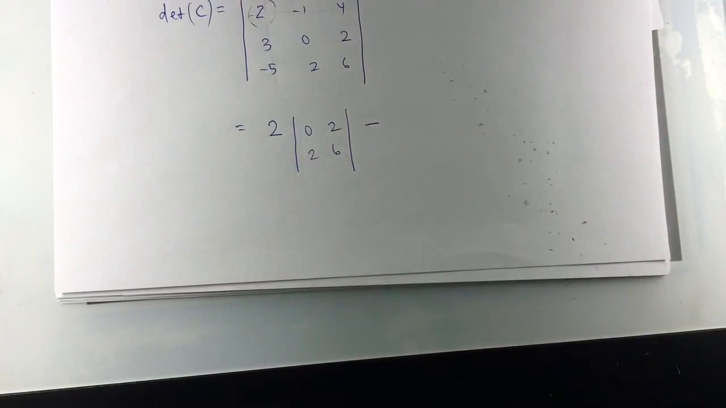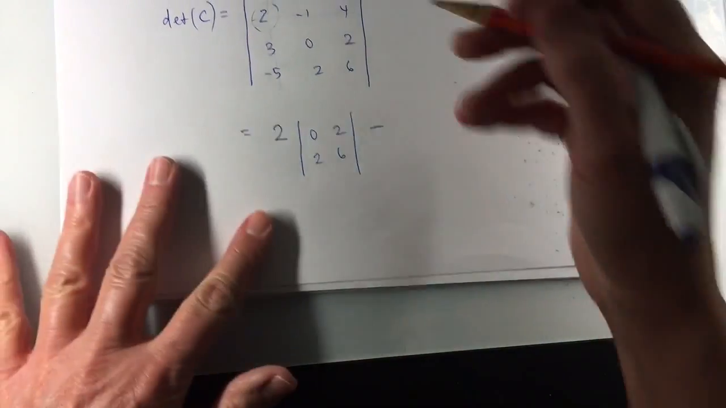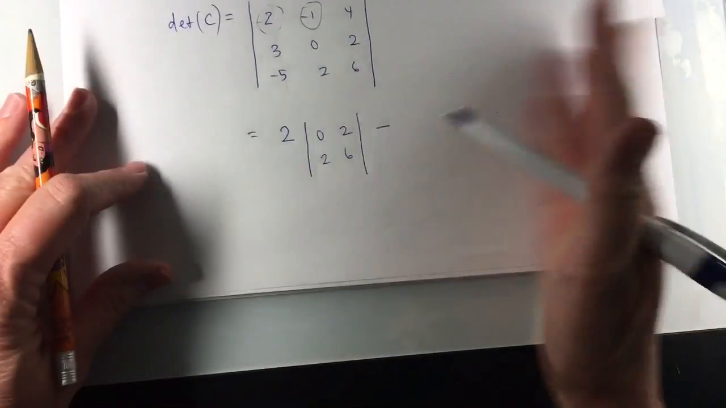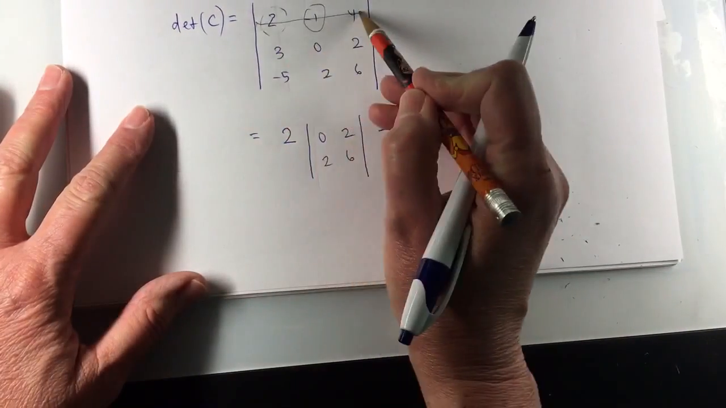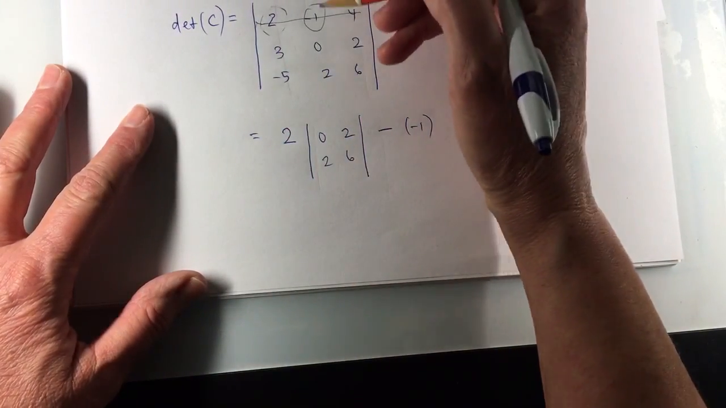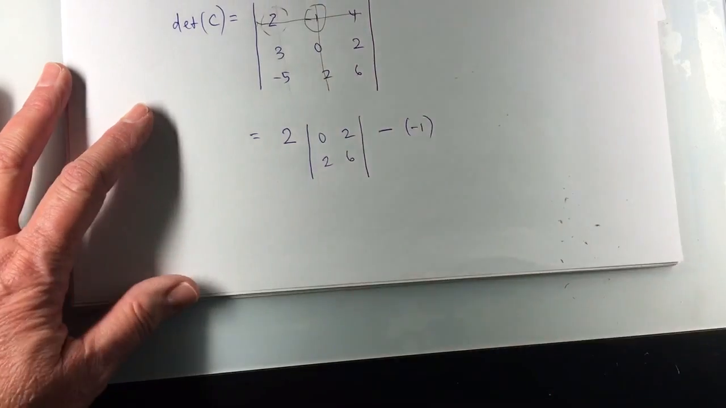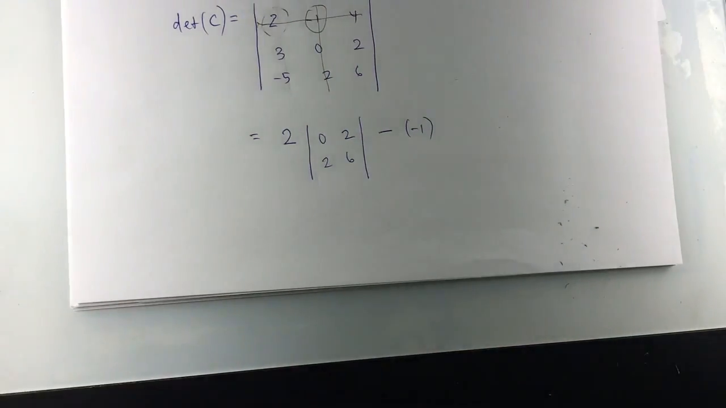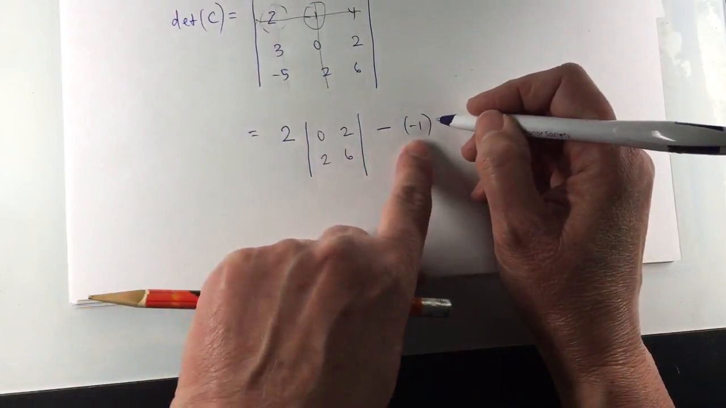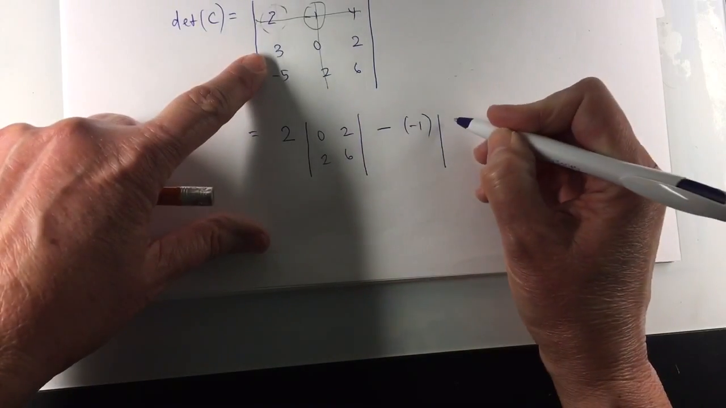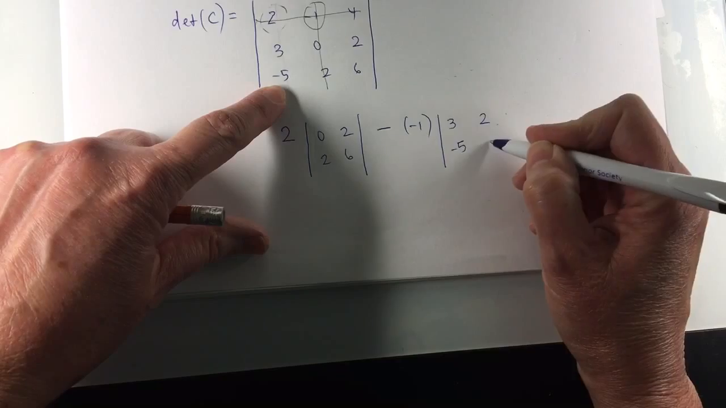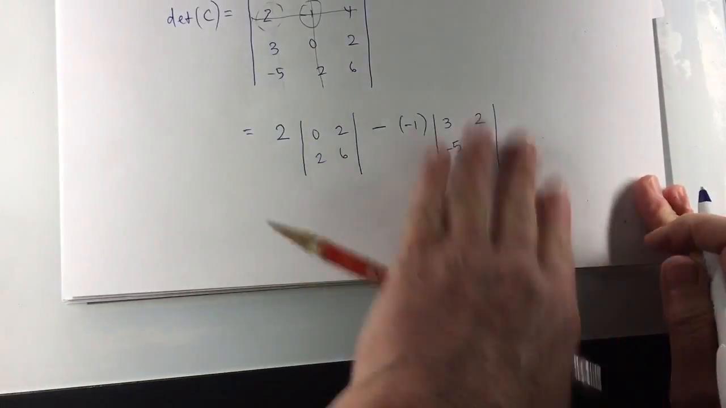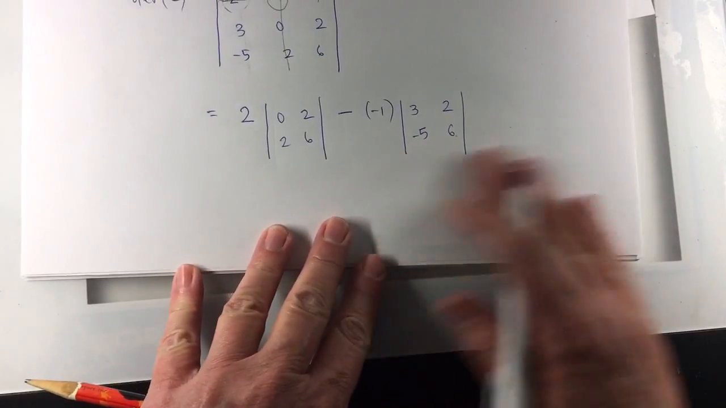I'm going to go to the -1. So it's minus -1, cross off the row that -1 is in, cross off the column, and now I'll do minus -1 times this determinant, 3, 2, -5, 6. So I do that one, that 2 by 2.